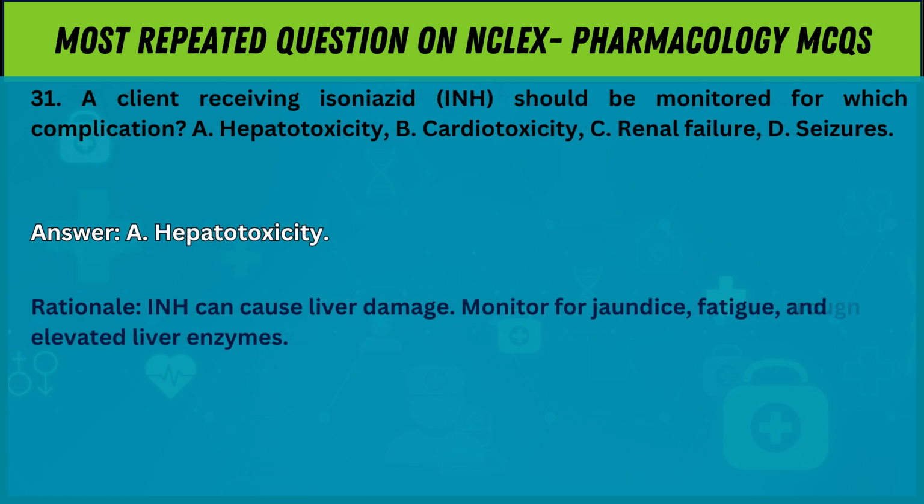31. A client receiving isoniazid (INH) should be monitored for which complication? A. Hepatotoxicity. B. Cardiotoxicity. C. Renal failure. D. Seizures. Answer: A. Hepatotoxicity. Rationale: INH can cause liver damage. Monitor for jaundice, fatigue, and elevated liver enzymes.